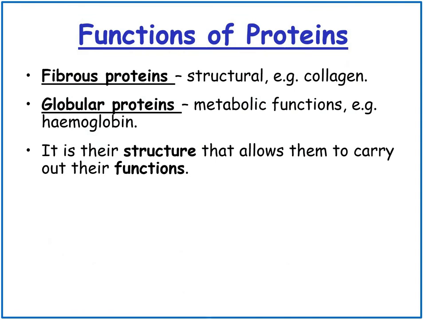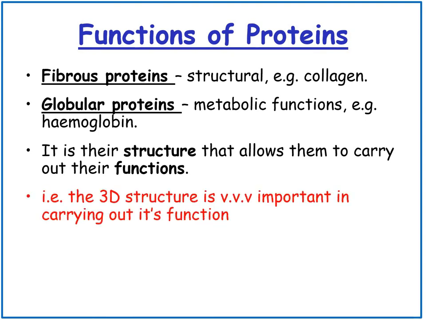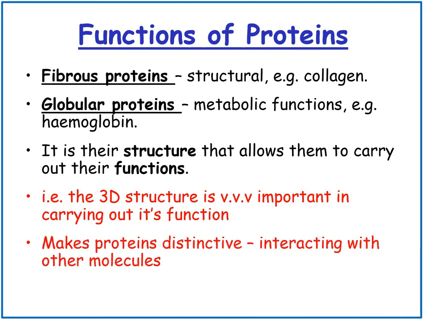So, looking briefly again at the functions of proteins, we did this in a previous lesson, but you have fibrous proteins, which are structural proteins like collagen. You have globular proteins, which have a metabolic function like hemoglobin or enzymes, and it is their structure that allows them to carry out their functions. The 3D structure, the tertiary structure, is very important in carrying out its function, and it makes the proteins distinctive in interacting with other molecules. But ultimately, the tertiary structure is determined by the primary structure, those amino acids, because they will determine where the bonds form.